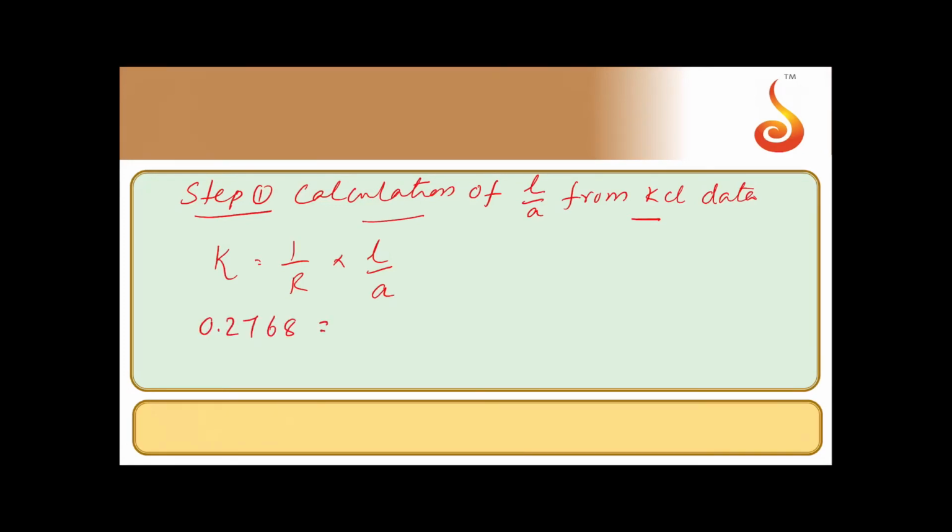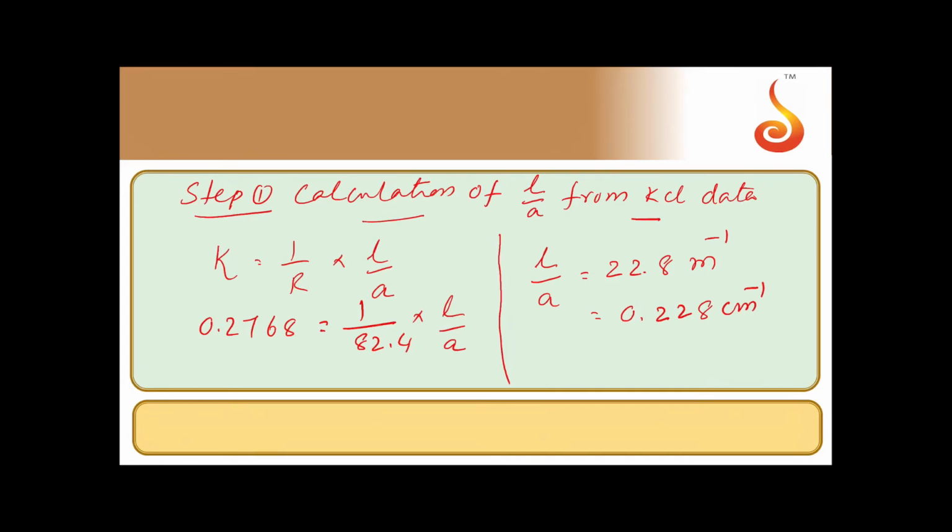So 0.2768 is equal to 1 by 82.4, the resistance given to us, into the L by A value. So we can find out the L by A value. Try to see the units of conductivity. They gave ohm inverse and meter inverse. Therefore, the L by A value after simplification comes out to be 22.8 meter inverse. Let us change the units to centimeter inverse. That is going to be 0.228 centimeter inverse. So we found out the value of the cell constant.